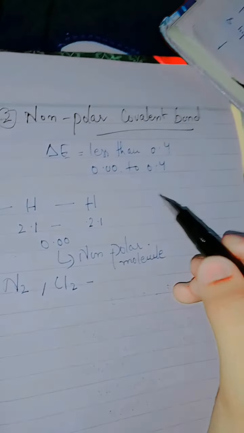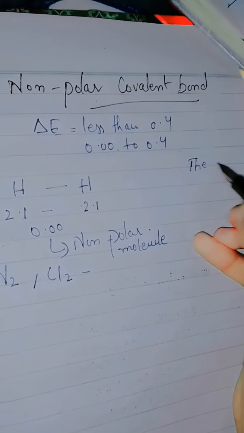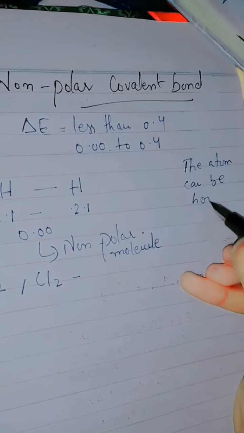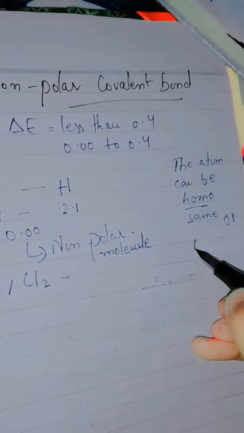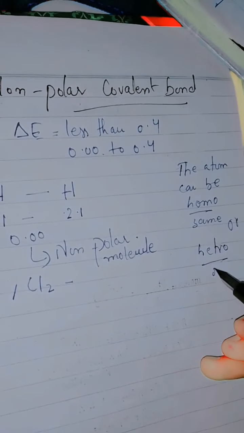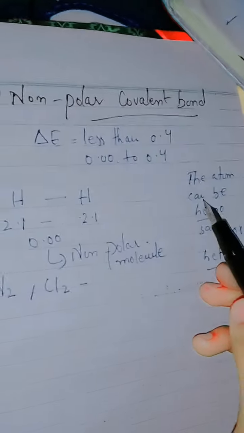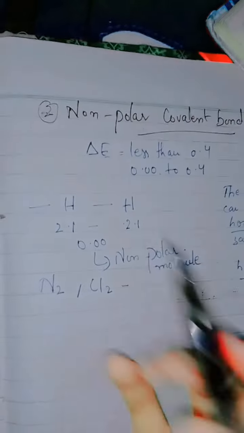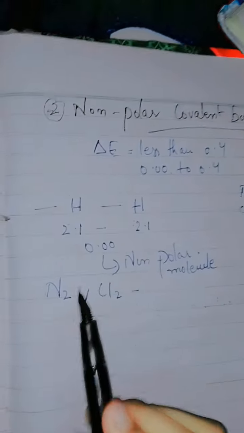And in non-polar covalent bond, all the atoms can be homo, means same, or hetero, means different. The atoms can be homo or hetero. Like these are homo, means same atoms, and these are also the same.